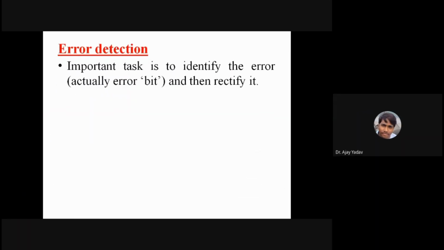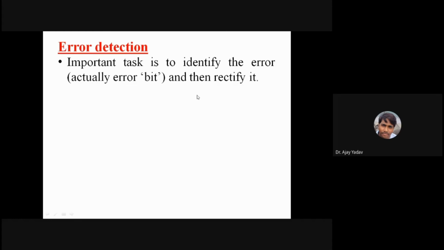So if you remember, in the last class, we started this discussion of error detection and error correction in data streaming and data communication technology. And we've seen there are methods of first detecting the error. One simple method is you send the data and its photocopy and check bit by bit, one by one. So the important task is to identify the error bit, and then to rectify it.